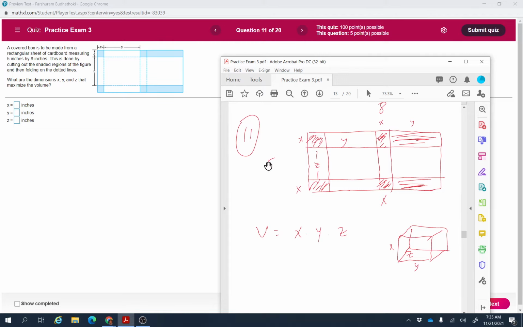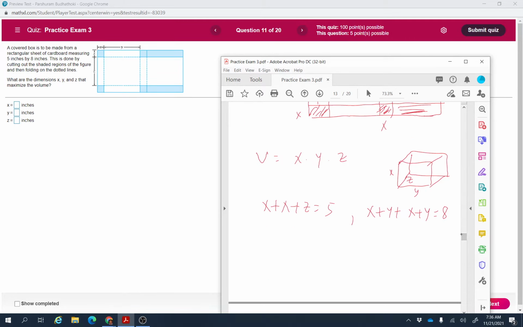So what I can say is, if I add this side, which is x plus z, that will be 5 inch. And if I add this side, which is x plus y, equal 8 inch. So now from this, I can write down z equal 5 minus 2x. From here, 2y equal 8 minus 2x, and if I divide both sides by 2, y equal 4 minus x. So you see that's the relation between x and z and y and x.